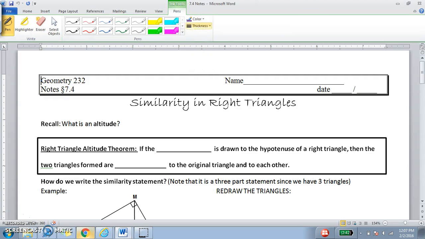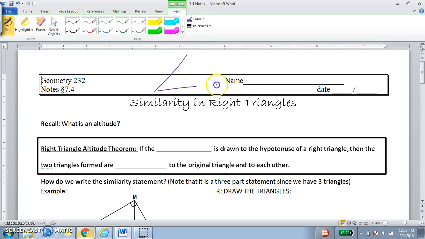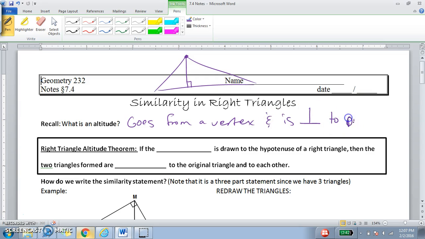So first of all, we need to remember what an altitude is. If I have a triangle like this, and I want to draw the altitude from this point right here, that means a line straight down that makes a right angle with the side opposite from it. The altitude is just a fancy word for the height of a triangle. So an altitude goes from a vertex and is perpendicular to the opposite side.